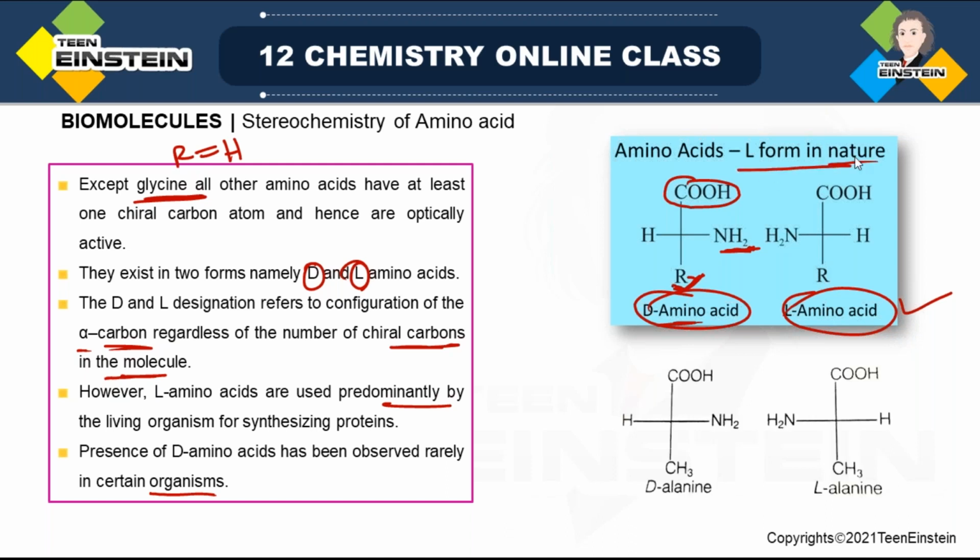But if you see the example alanine, the R group is below, the CO2H group is up, and under that condition NH2 is on the right-hand side, so it is D-alanine. And its other enantiomer, because there is only one chiral center, one will be R and another will be S. So this is D and this is L. So the L form is the natural form.